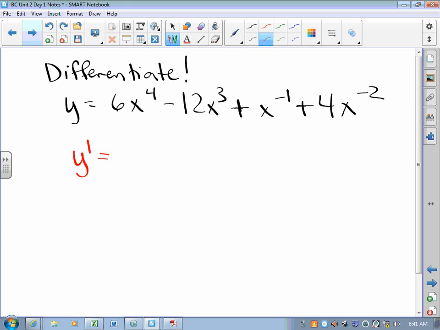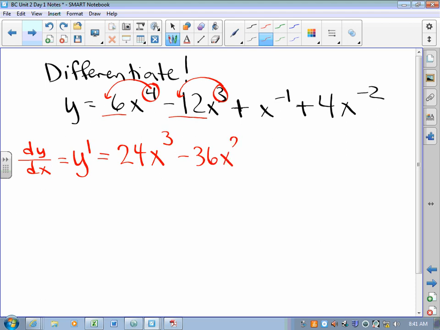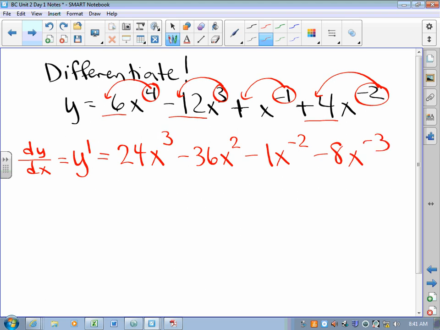You can say y prime, which is just a notation for the derivative. You may also write dy/dx. That's how that's read, dy dx. You just say to yourself, this power comes down in front, multiplies by the 6, and the power decreases by 1. This power comes down in front, multiplies by the negative 12, and the power decreases by 1. This power comes down in front, power decreases by 1. This power comes down in front, multiplies by the 4, power decreases by 1. And we could do a billion examples, but you're well familiar with this from our work from last year.